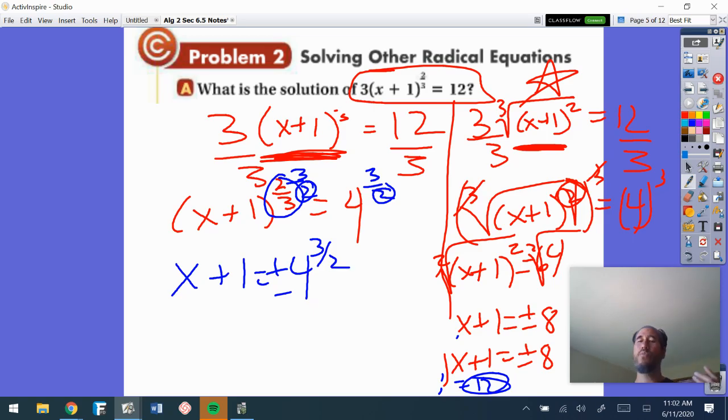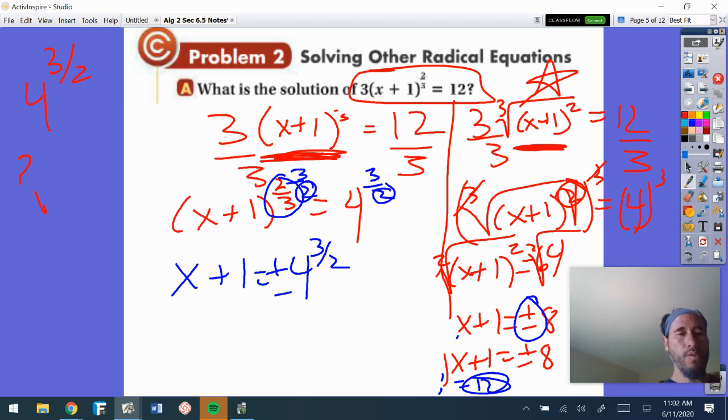Okay, and a lot of us would normally forget about that plus or minus, right? It ends up happening right here. And you guys at home are saying, well, that's an 8 right there. Well, watch what happens here. Let's do 4 to the 3/2. Let's do it over here. I'm going to do it over here in red. What is 4 to the 3/2?